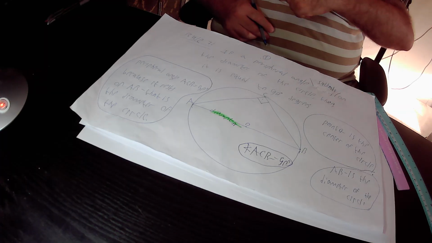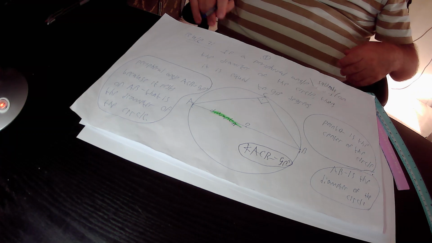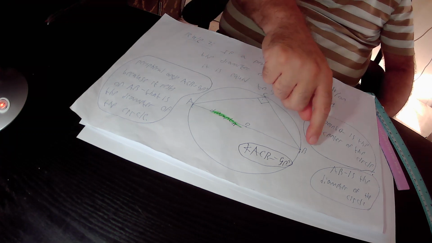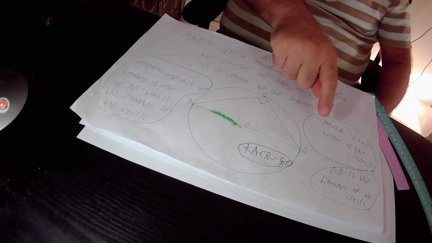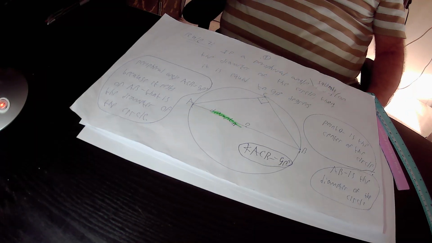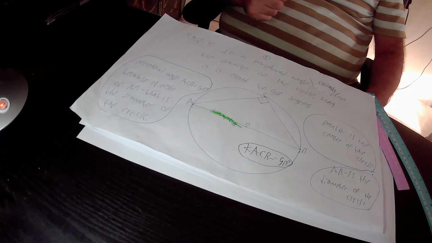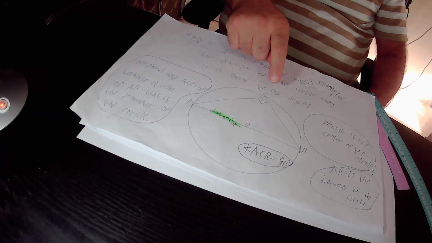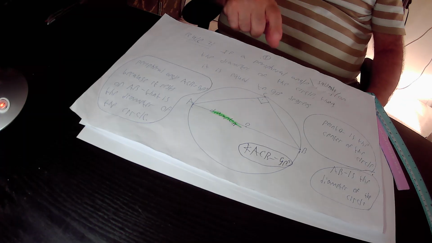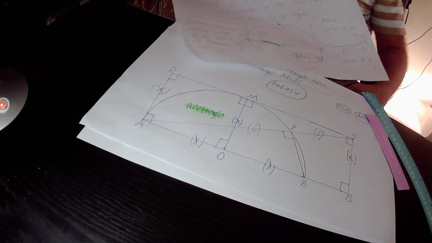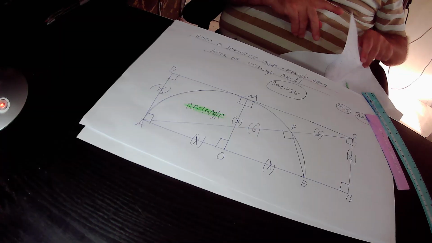AB is the diameter of this circle, and this is peripheral angle ACB that subtends on AB, that is the diameter of this circle, and therefore, according to this rule 7, peripheral angle ACB must be equal to 90 degrees in its size. Actually, we have already implemented rule 7 in our drawing.